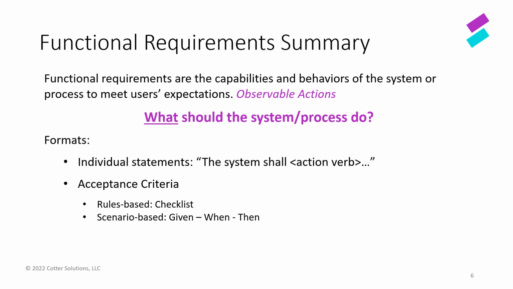In this short lesson, we talked about functional requirements, which the BABOK defined as the capabilities and behaviors that the system must do to meet the user's expectations. Most often, functional requirements are observable actions. They answer the question of what should the system do. And we talked about the two most common formats. From my time in Waterfall, I use those individual statements starting with the system shall followed by an action verb. And secondly, if you're following Agile methodology, we have the acceptance criteria, which is either rules-based as a checklist or scenario-based with the given, when, then.